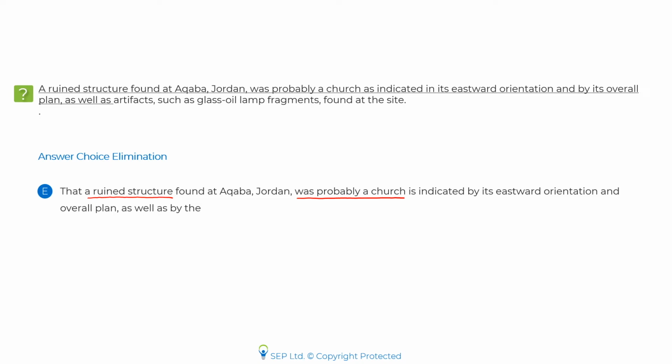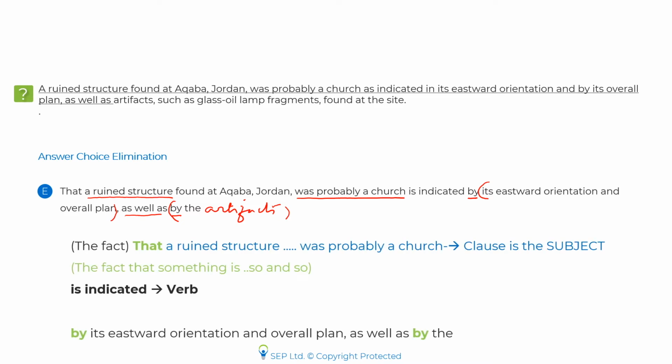by its eastward orientation and overall plan, as well as by the artifacts found at the site. Alright, so clearly here, the "by" is introducing these two pieces of evidence, and after "as well as" we have "by" introducing another piece of evidence found at the site, which is absolutely fine. So clearly here, the "that" is introducing the clause as the subject of this sentence. What is that clause? A ruined structure was probably a church. As stated earlier, a little bit awkward here, but the introduction of "that" kind of rules out that awkwardness.